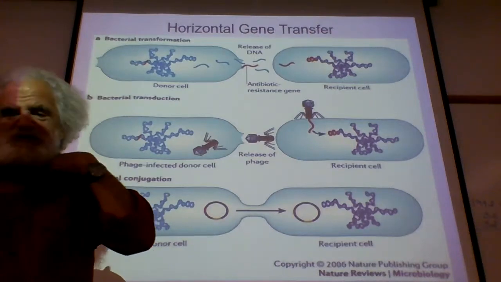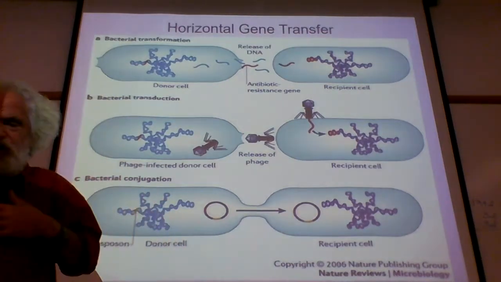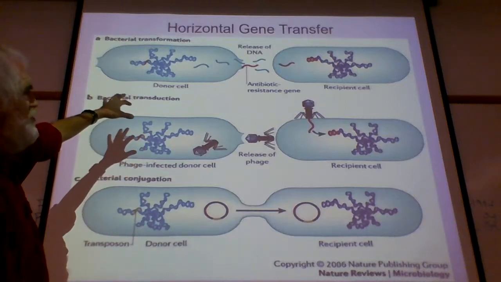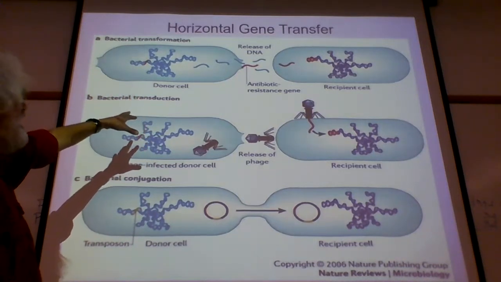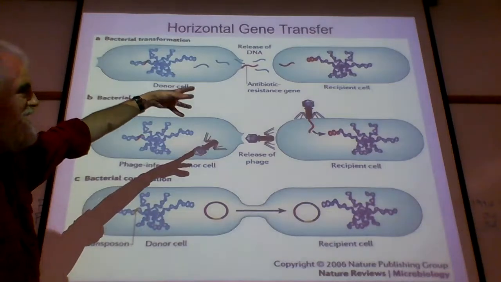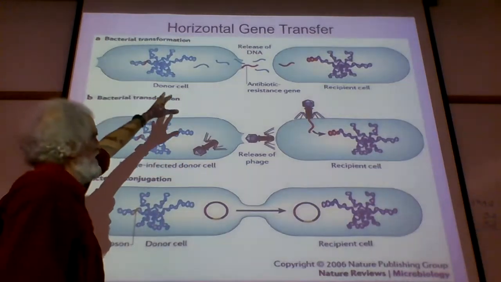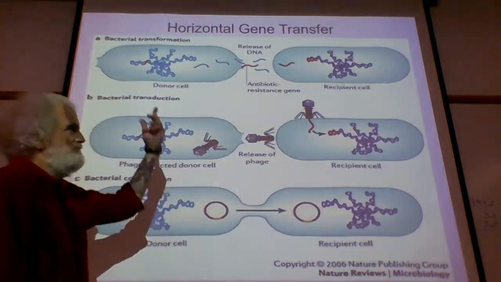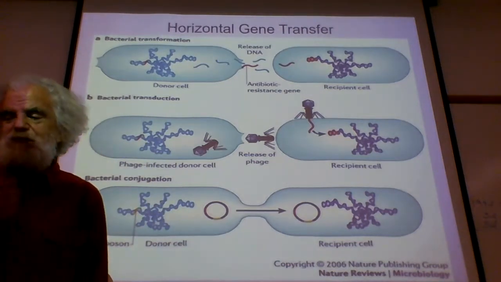And all kinds of things can happen with horizontal gene transfer. It's not nearly as clonal as vertical gene transfer. So horizontal gene transfer, as we mentioned, can happen in a couple of different ways. We can have the release of DNA and have transformation, in which we've got a donor cell and a recipient cell, and the antibiotic resistance gene can be passed that way.